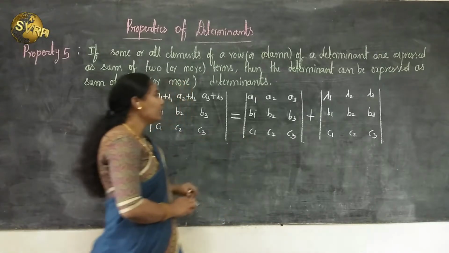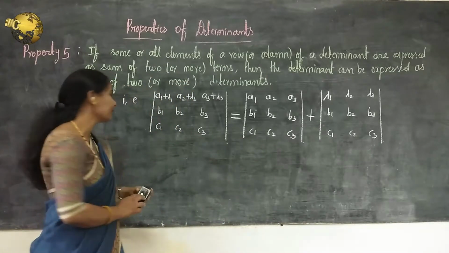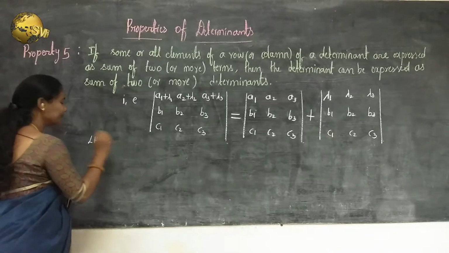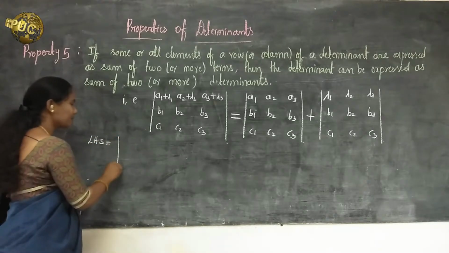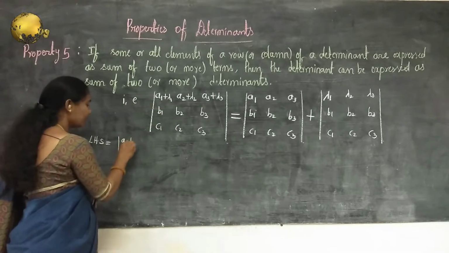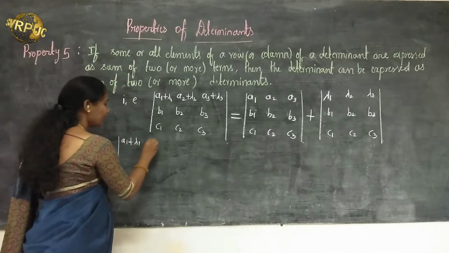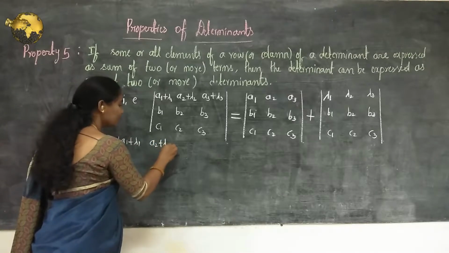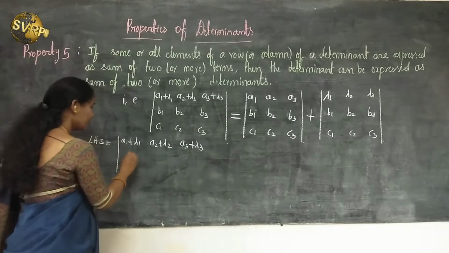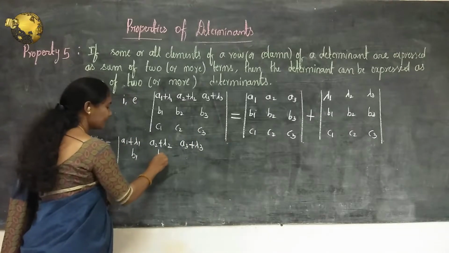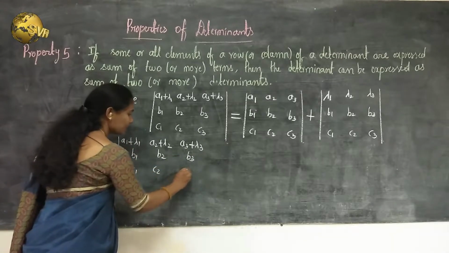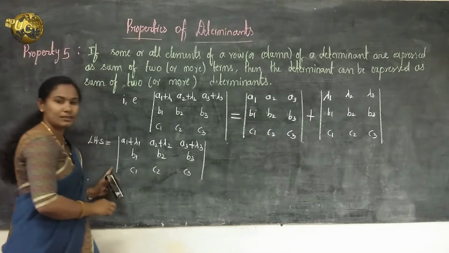So I have to take the LHS and arrive at the RHS. Let me take the LHS. According to property number 5, we get this: A1 plus lambda 1, A2 plus lambda 2, A3 plus lambda 3. The next two rows will be as they are: B1, B2, B3, C1, C2, C3. This is our LHS.